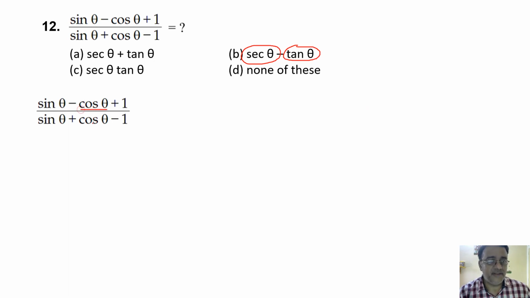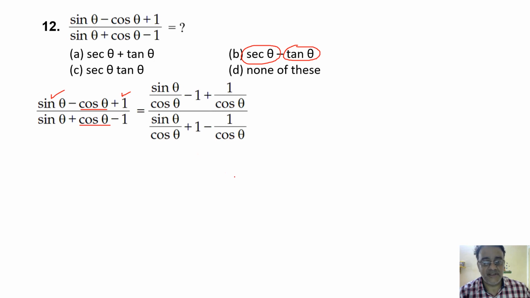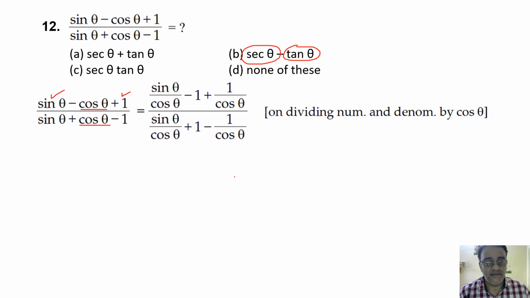This 2 will become 1, because if we are going to divide it by cos theta, ये हो जाएगा sin theta by cos theta, this will become 1 upon cos theta, and same in denominator. Whether this step is clear? Yes, sir. Okay. What we did, we divided the numerator and denominator by cos theta, or we can write dividing each term by cos theta, right? So this will become tan theta minus 1 plus sec theta, tan theta plus 1 minus sec theta, right?